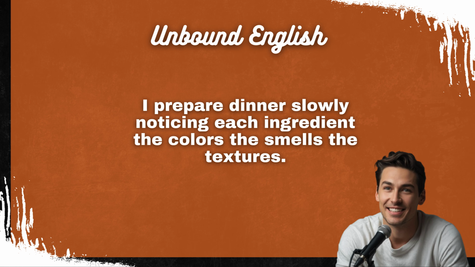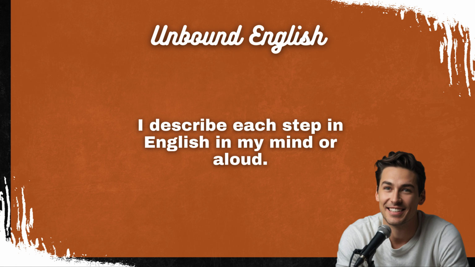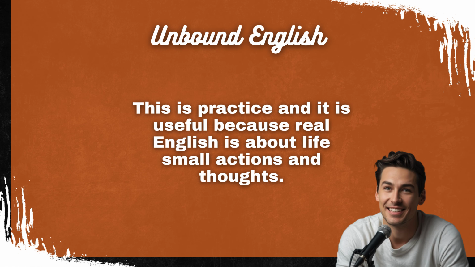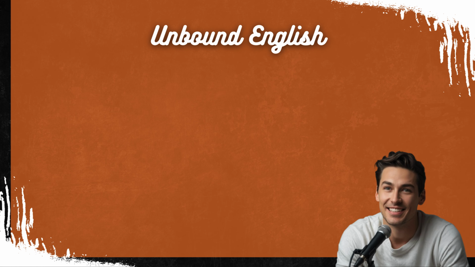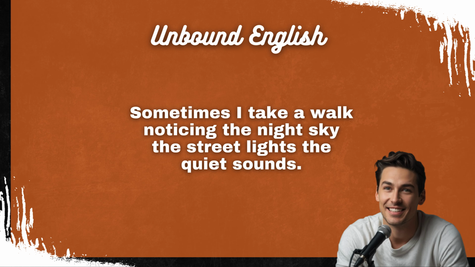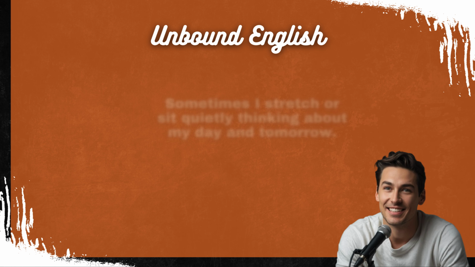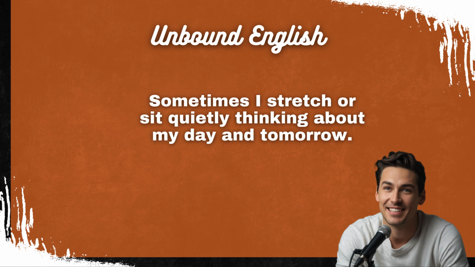I prepare dinner slowly, noticing each ingredient, the colors, the smells, the textures. I describe each step in English in my mind or aloud. This is practice, and it is useful because real English is about life's small actions and thoughts. After dinner, I relax. Sometimes I take a walk noticing the night sky, the street lights, and the quiet sounds. Sometimes I stretch or sit quietly thinking about my day and tomorrow.